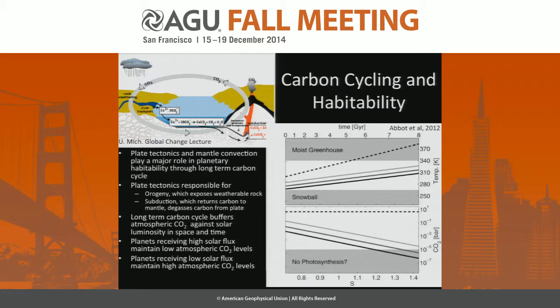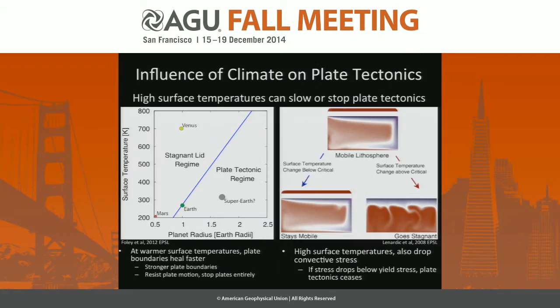All right, so like I said, the fact that plate tectonics has a major role in climate has been recognized for a long time. But what's being thought about a little bit more recently is that climate can potentially have a major influence on plate tectonics. In particular, some ideas that have come out relatively recently indicate that high surface temperatures can potentially slow down or even stop plate tectonics altogether.